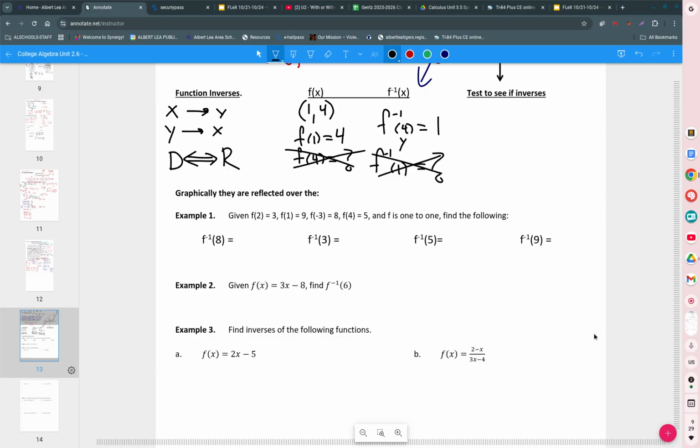I'm confused. Which part? The ones that you have crossed off. Can you explain the inverse one again, please?